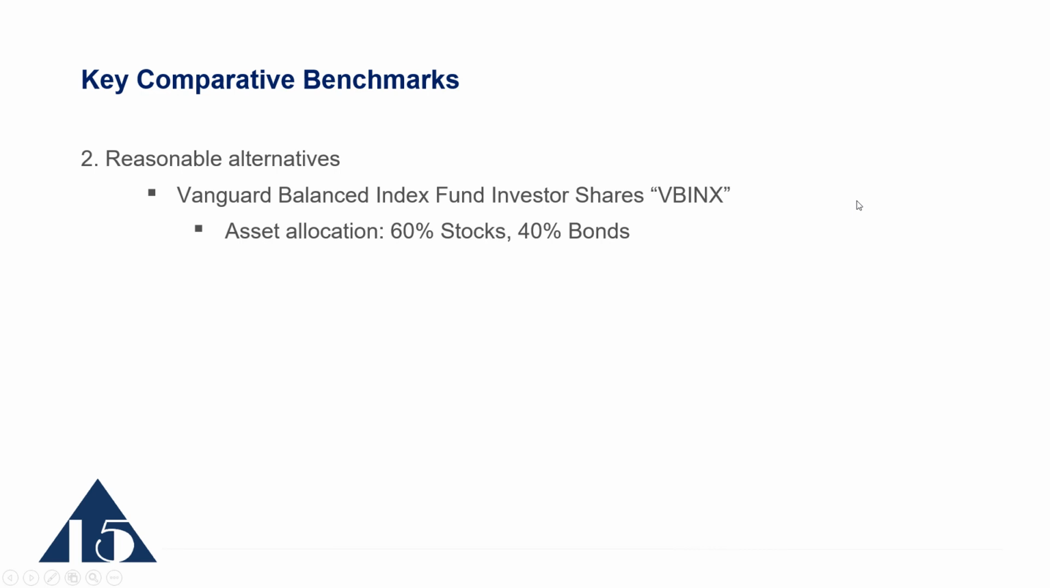The second comparative benchmark that we show on the Focus 15 investing newsletters is intended to be a proxy for what investors might do, what subscribers might be doing if they weren't doing Focus 15 investing. And a common asset allocation for many investment products is to hold 60% in stocks and 40% in bonds. The Vanguard Balanced Index Fund, VBINX, has that stable allocation of 60% stocks and 40% bonds. So we show that on many of our reports as a comparative benchmark.